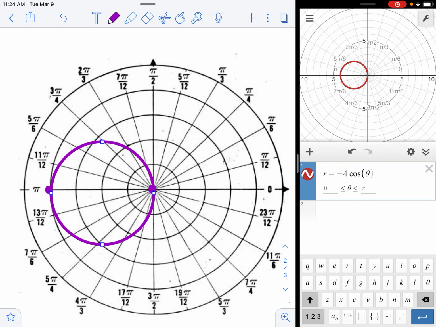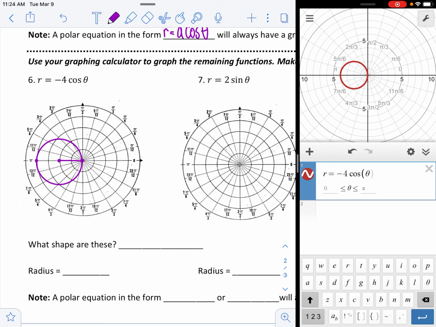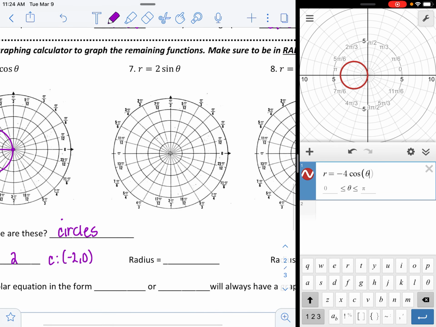Okay? So I want 2 pieces of information from this also. What's the center and what's the radius? I made a typo. I only put the radius. I want the center too. So if you look right here, here's the center and here's the radius. So the center, I'll put a C here for center, is (-2, 0), and the radius is 2. These, once again, are going to be circles.